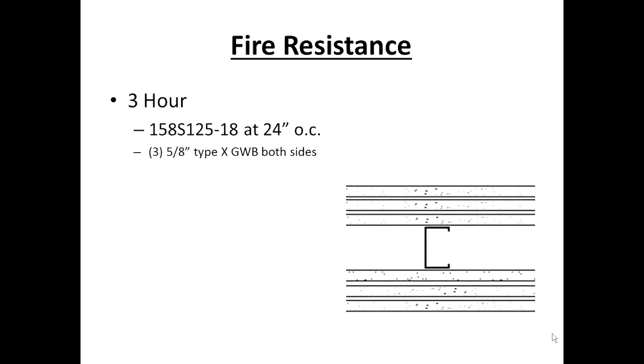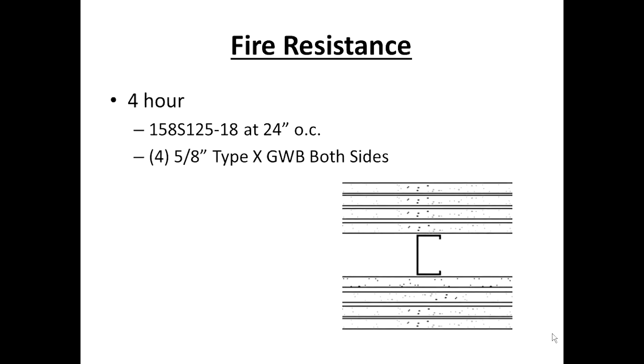3 hours, still the 1 5/8, 25 gauge or 18 mil stud, 24 inches on center, 3 layers of board. And finally 4 hours, 4 layers of board each side, 1 5/8 stud, 18 mil, 125 flange. There are many assemblies out there, and I only chose these 4 to give you an essence of what amount of gypsum it takes, and what the steel does in terms of the fire rating.